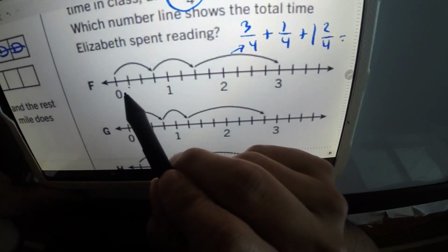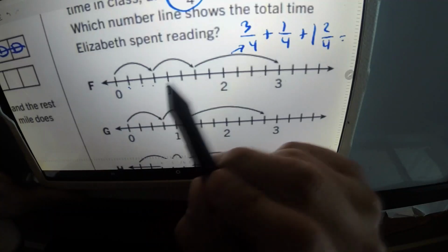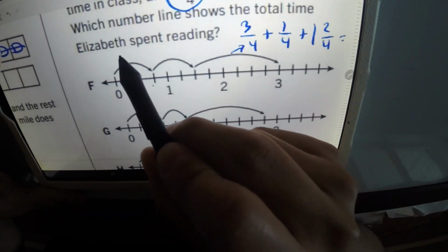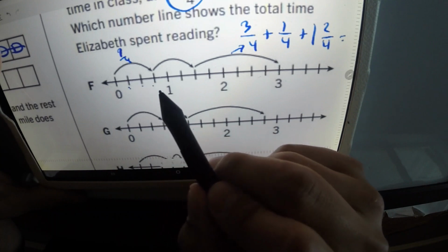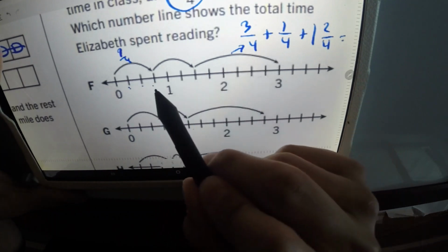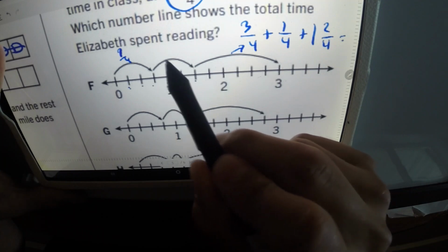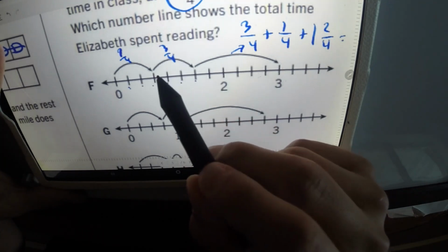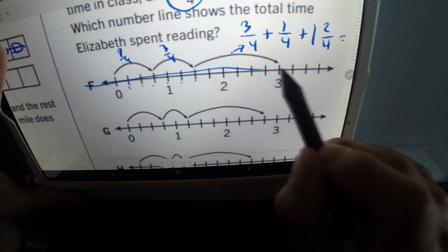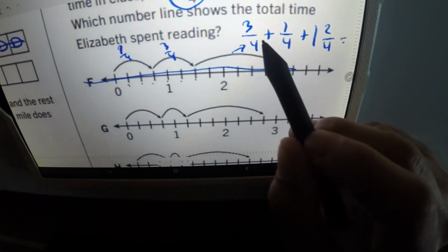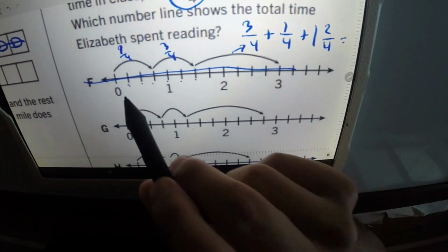So let's examine F. 1, 2, 3. So that gives us this one. We're okay on that one. 3/4 plus another 4th. Well, they added another 1, 2, 3. They added 3 more. That's not our answer. F is not our answer because nowhere does it say 3/4 plus 3/4. So F is not our answer.